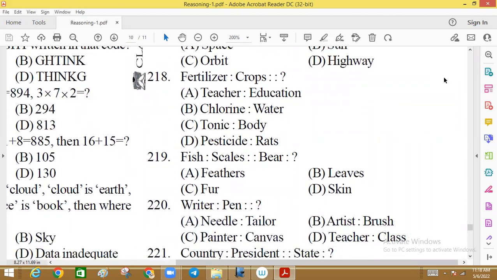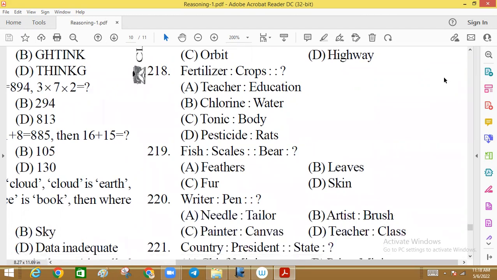Fertilizer, crop; teacher, education; chlorine, water; tonic, body; pesticide, rat. Why do we use fertilizer? What is the relation between fertilizer and crop? To increase the productivity of the crop. Generally, if you add a fertilizer, it increases the productivity of the crop. Is fertilizer mandatory for the crop?